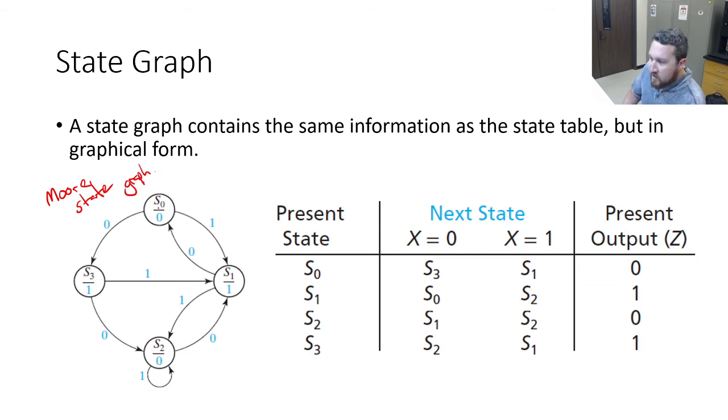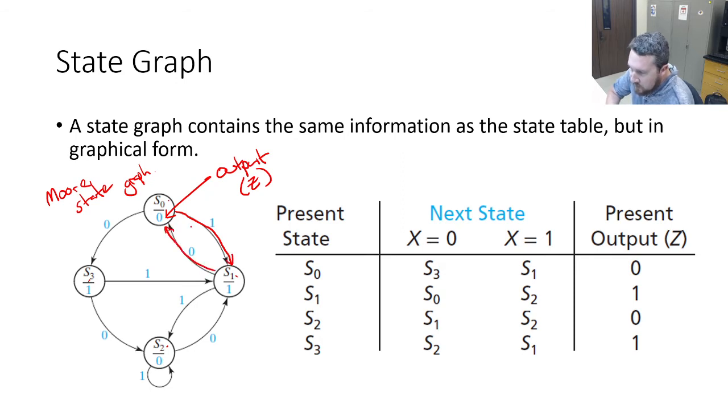state graph. And so I've got circles for each of my states, state 0, state 1, state 2, state 3. And on the inside here is going to be whatever the output is, whatever my Z is. And then we'll see transition arrows. So from state 0 here to state 1, and then from state 1 back to state 0. And those are the inputs.